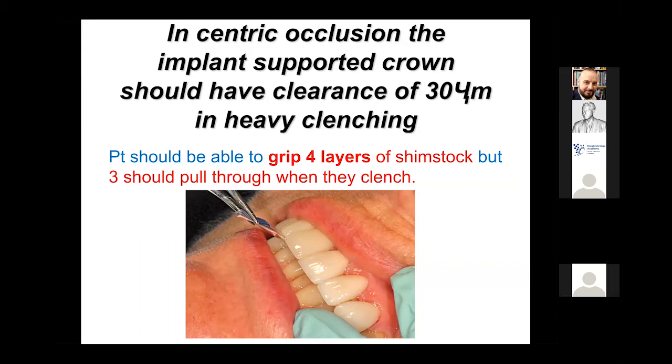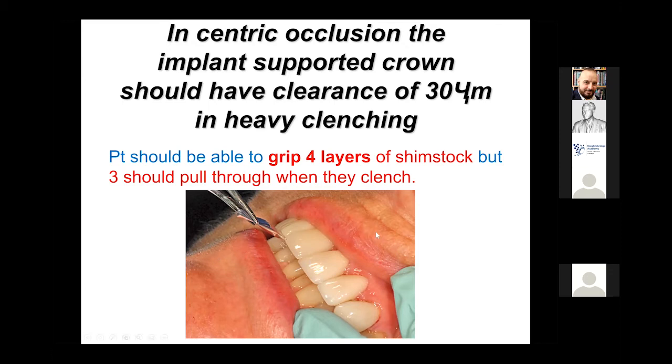There are some suggestions from experience, but we don't have evidence-based studies to show it is a must to use this protocol, for example, in most aspects of occlusion. But one of the things which is advisable, rather than a protocol, is that when you do implant dentistry, you should have some sort of clearance. It was about 30 microns between the implant-supported prosthesis or crown and, again, the opposing teeth.